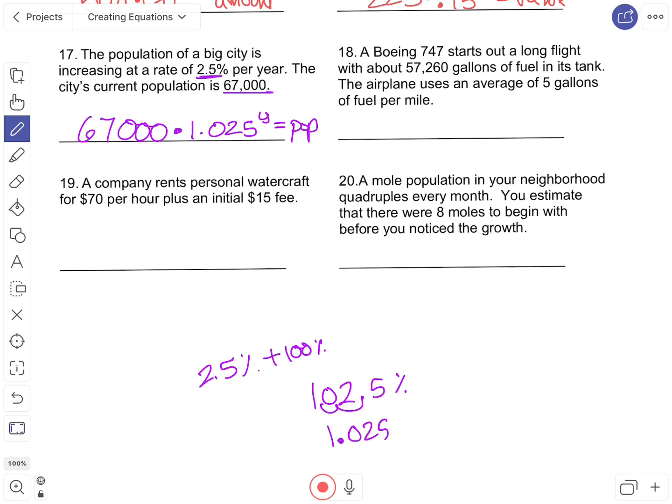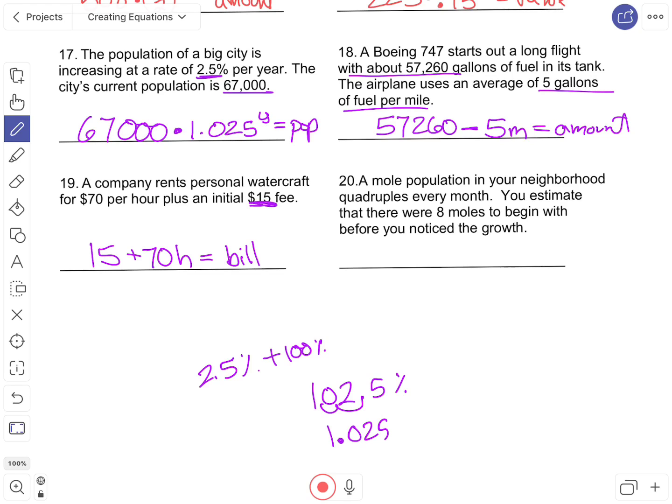Okay, 18. A Boeing 747 starts out a long flight with about 57,260 gallons of fuel in its tank. So again, starting out, 57,260. The airplane uses an average of 5 gallons of fuel per mile, so we're subtracting by 5 gallons of fuel per mile, and that's going to be the amount left over in the tank. Okay. 19, a company rents personal watercraft for $70 per hour plus an initial fee of $15. So we pay that $15 no matter what. Then we're adding $70 per hour to give us our total bill, the total cost there.